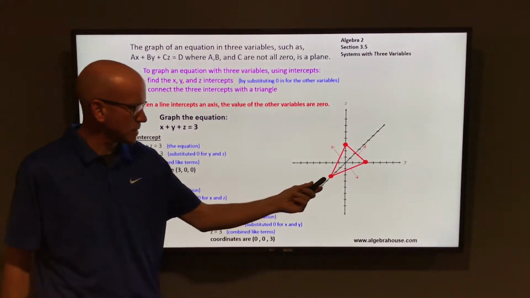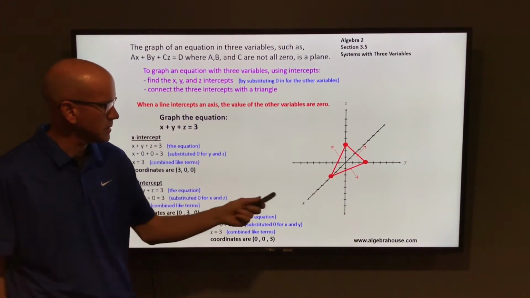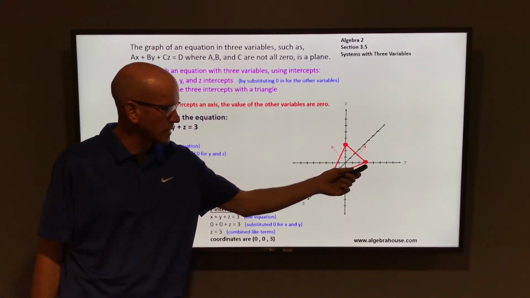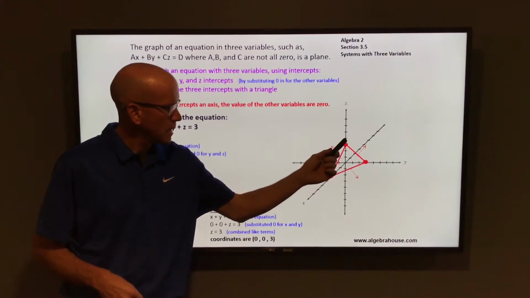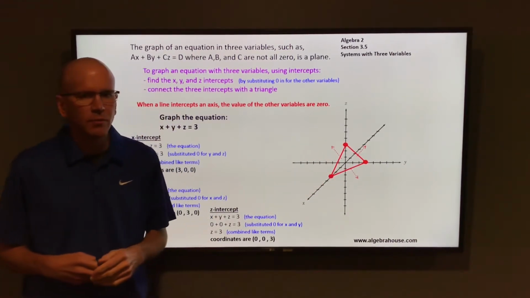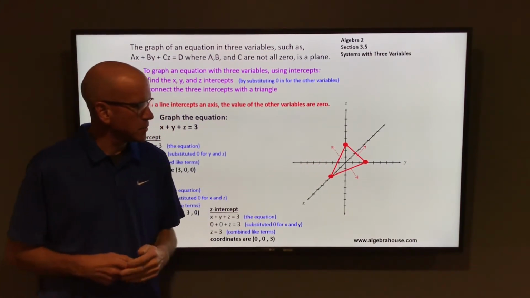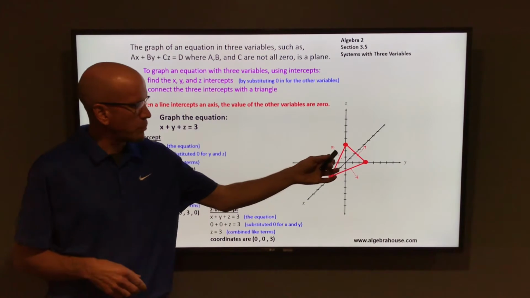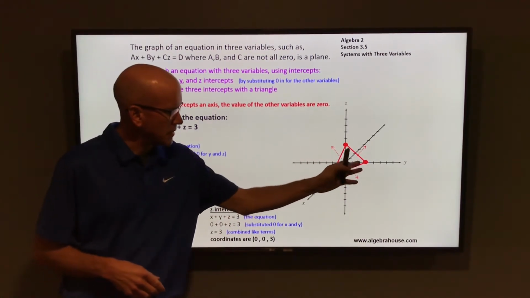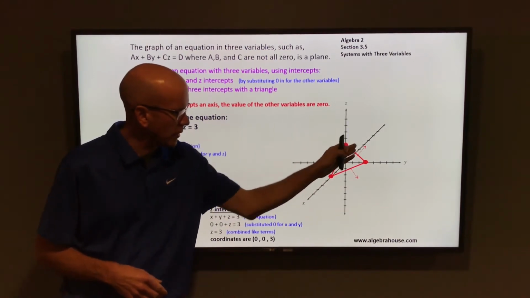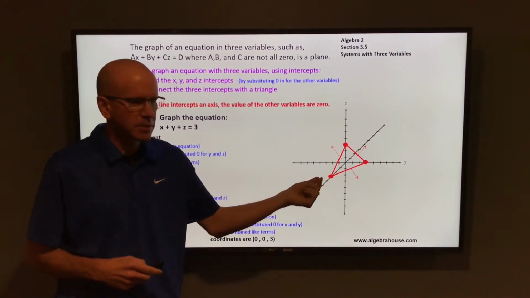So at the x-intercept, the value of y and the value of z are both 0. The x-intercept is 3 in this case. At the y-intercept, the value of x and the value of z are both 0. The y-intercept is 3. And at the z-intercept, the value of x and the value of y are both 0. And in this case, the z-intercept is 3. So you have those 3 points, which you can make a triangle with. To graph this equation, make that triangle and then extend that triangle out in all 3 directions. And what you end up with there is a plane.